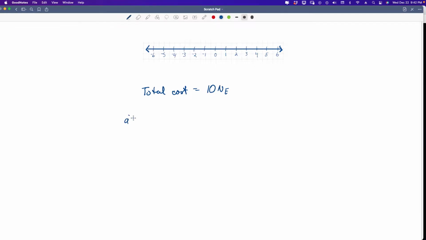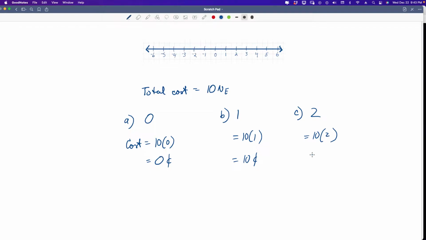So if we had, let's see, for A, 0 eggs bought, and for B, 1 egg bought, and C, 2 eggs bought, we could simply say that our cost is equal to 10 times 0 in this case, which would equal 0 cents because we didn't buy any eggs, so we didn't spend any money on them. For B, our cost would be equal to 10 times 1, which would be 10 cents because we bought 1 egg. And here it would equal 10 times 2, which would be 20 cents because we bought 2 eggs.